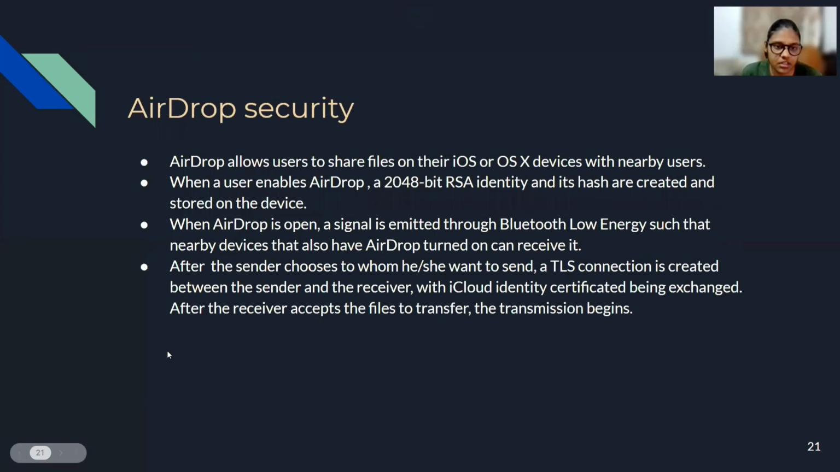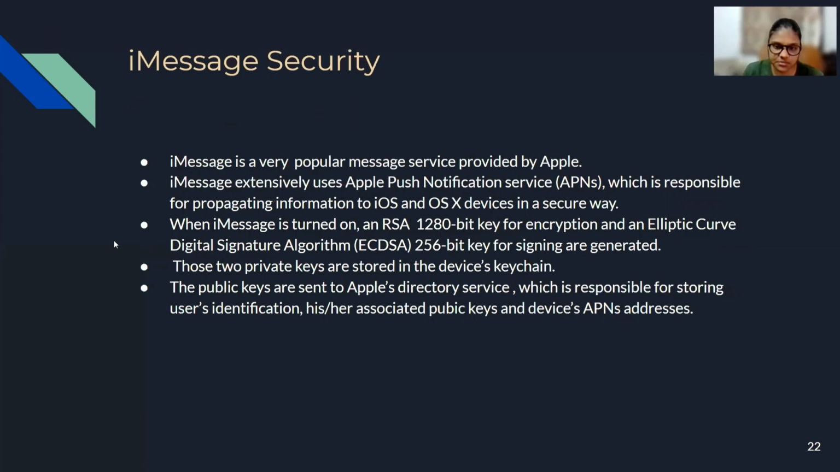Going on to AirDrop security, it allows users to share files on iOS devices with nearby users. When a user enables AirDrop, a 2048-bit RSA identity and its hash are created and stored on the device. When AirDrop is open, a signal is emitted through Bluetooth Low Energy such that nearby devices that also have AirDrop turned on can receive it. After the sender chooses to whom to send, a TLS connection is created between the sender and the receiver, and the iCloud identity certificates are exchanged. After the receiver accepts the files to transfer, the transmission begins.